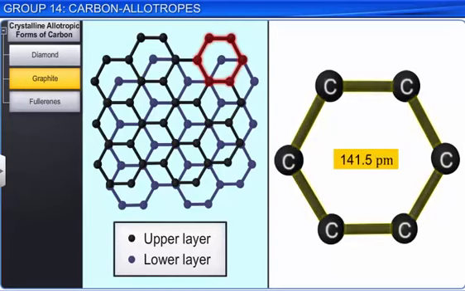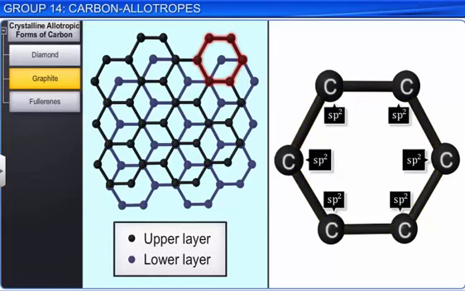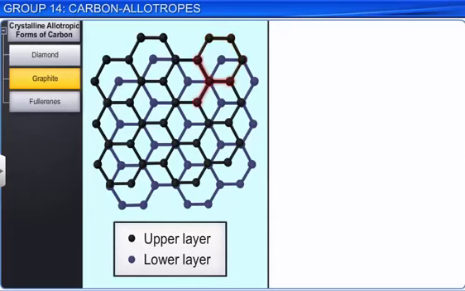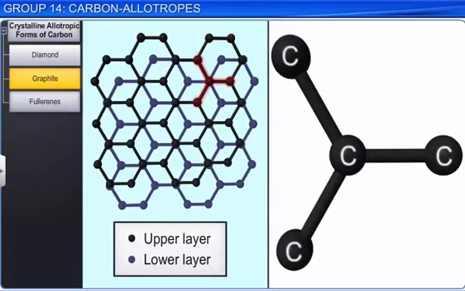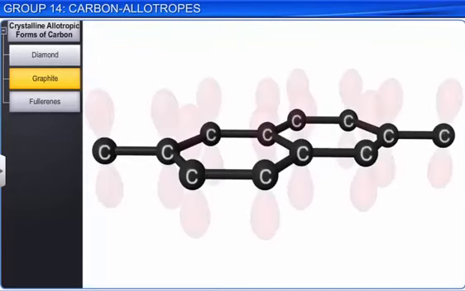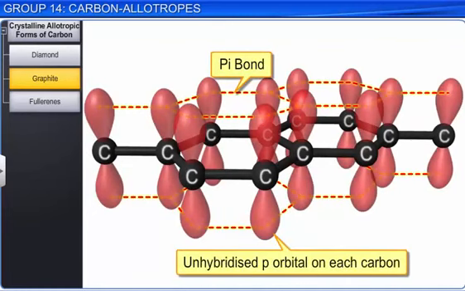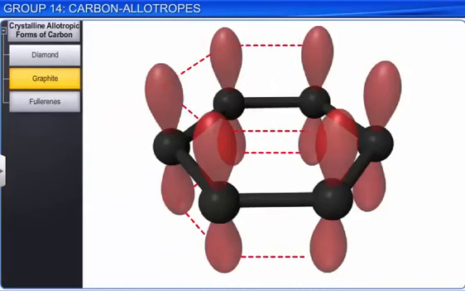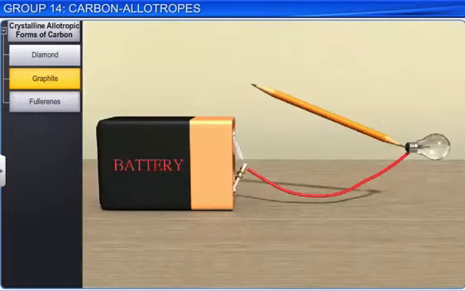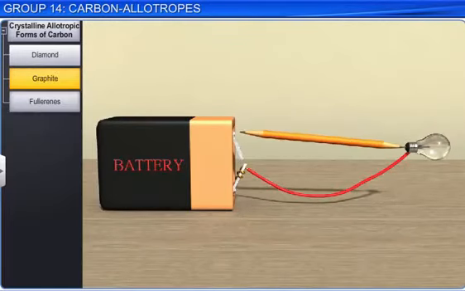Each carbon in graphite is sp2 hybridized. Each atom forms 3 sigma bonds with its 3 neighboring carbon atoms. The fourth electron of each carbon is involved in pi bonding, using the unhybridized p orbital on each carbon atom as shown in the illustration. The electrons involved in the pi bonding are delocalized. This means that they are free to move, and thus graphite is a good conductor of electricity.